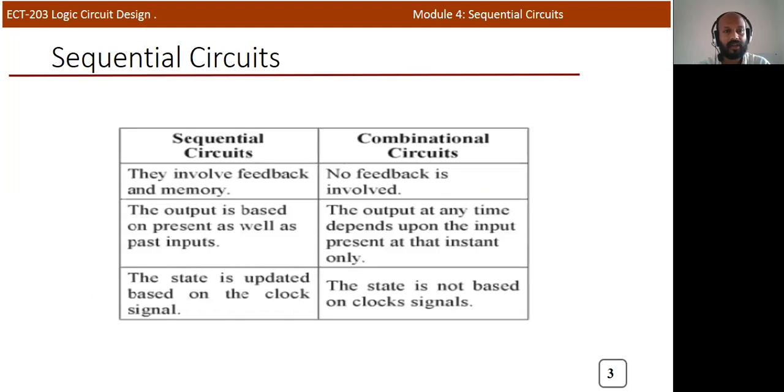Now just compare the sequential and combinational circuits. Feedback is involved in the case of a sequential circuit, but there is no feedback in the case of a combinational circuit. Output is based on the present as well as the past inputs, which is known as the previous states, and they are already stored in the memory element. But in the case of a combinational circuit, output at any time depends upon the input present at that instant only. The state is updated based on the clock signal. So there is a clock signal in the case of a sequential circuit, and there is no clock involved in the case of a combinational circuit.